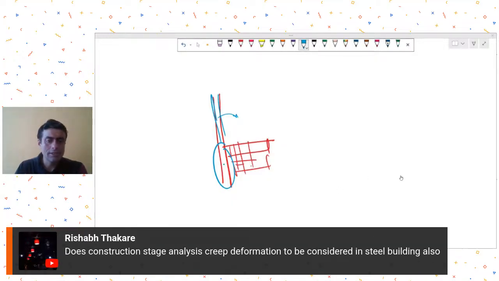Mr. Rishabh is asking, does construction stage analysis creep deformation need to be considered in steel buildings also? Steel buildings generally don't show such problems of creep. Creep-related problems are seen more in RCC buildings. In steel, generally creep deformations are not observed. Number one is because we are not stressing the steel to those levels of stresses. So creep deformation is not a major cause of concern in steel buildings as such.